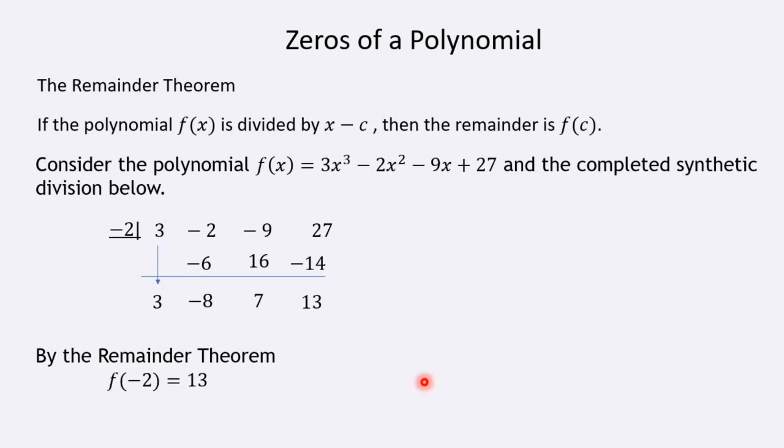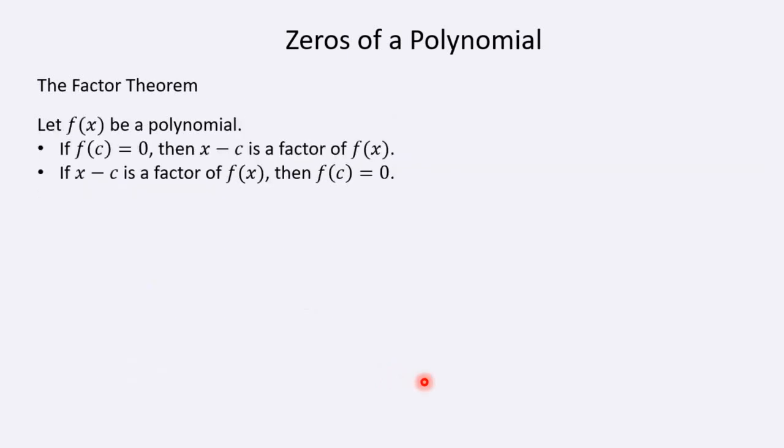There's one last theorem we need to look at, and it's called the factor theorem. The factor theorem says, if you let f of x be a polynomial, if f of c is equal to 0, then the monic binomial x minus c is a factor of f of x. And also, if x minus c is a factor of f of x, then f of c is equal to 0. Let's take a look at that in action.